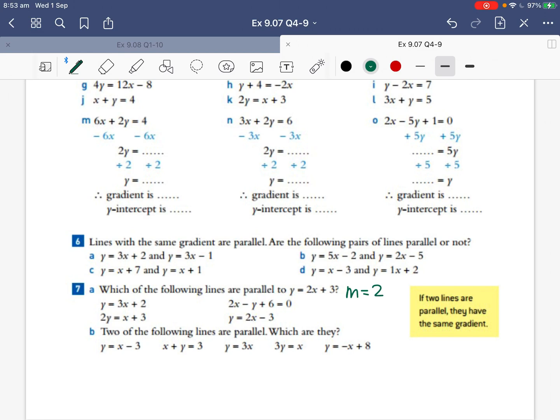And you might have to move some things around. Oh, actually, there's 2. I lied. There are 2 equations that have a gradient of 2. So you can pick which ones it is.